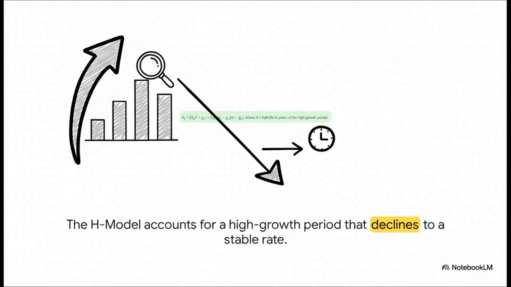So to solve that problem, analysts use tools like the H model. Now forget the formula for a second. It's the idea behind it that's so powerful. It actually lets you model a company's real life cycle, a period of super high growth when it's young, which then smoothly slows down to a more stable, mature growth rate over time. It's much more realistic, but it also means the analyst has to make even more predictions about that growth path.